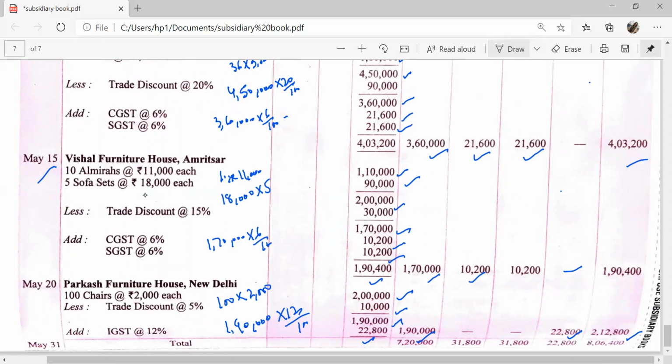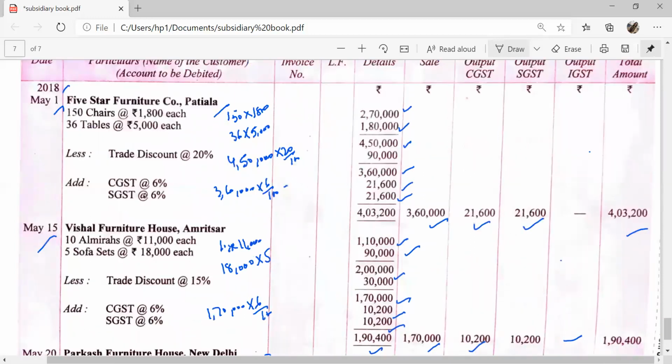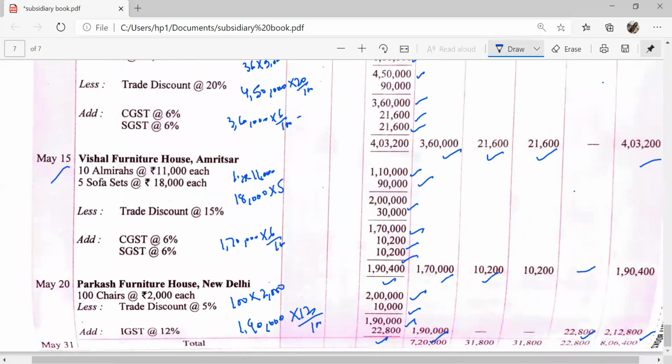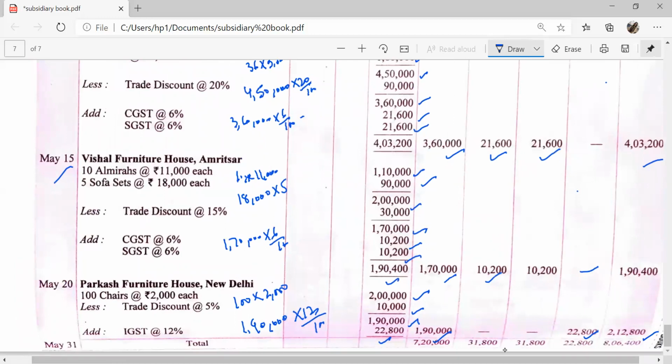On 31st May, the last day of the month, we will total all the columns. Total of the sales column is 7,20,000. Output CGST is 31,800, output SGST is also 31,800, output IGST is 22,800, and total of sales is 8,06,400.